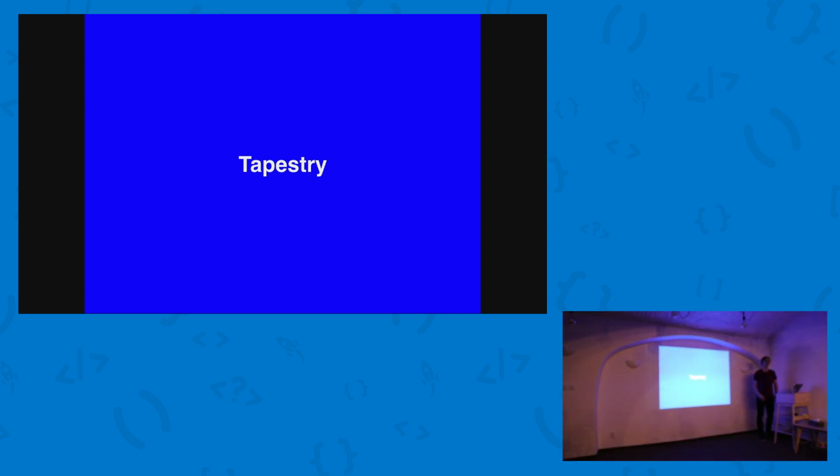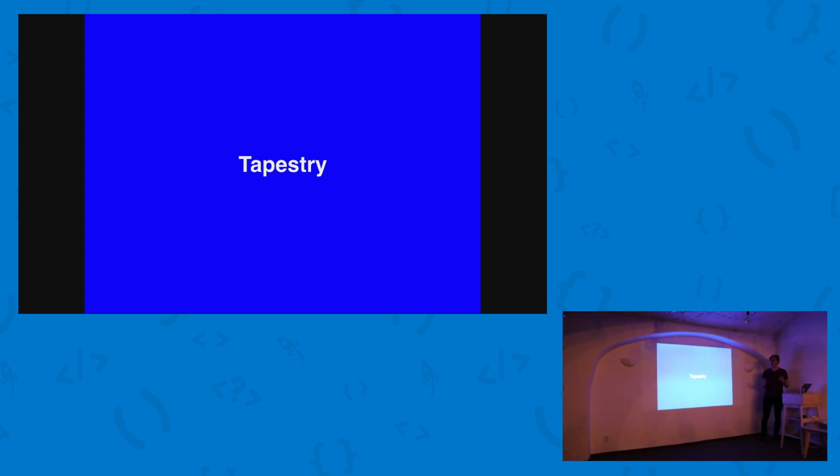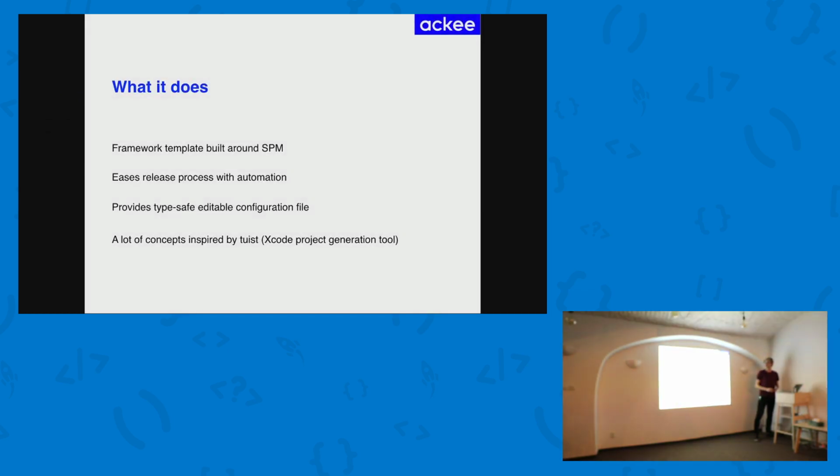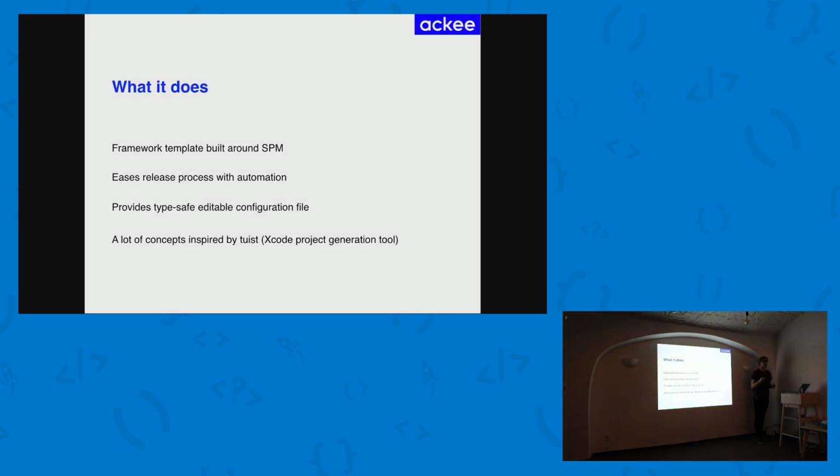So Tapestry, that's a tool that I have been working on for the past 3 or 4 months. And now I'll tell you something about it. What it does, it has 2 main components. First, it provides a framework template that's built around Swift Package Manager. So if you want to build a new open source tool, this is a great way to not think about how the files should be ordered, etc. You can just use Tapestry for that. And it also provides simple compatibility with CocoaPods or Carthage.